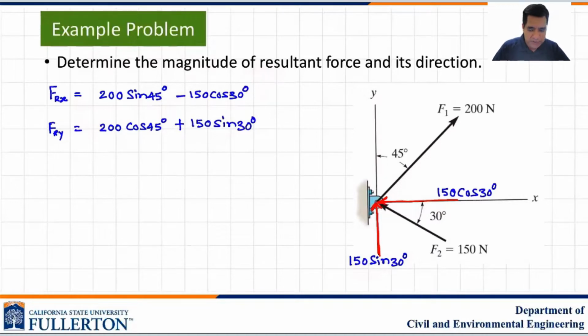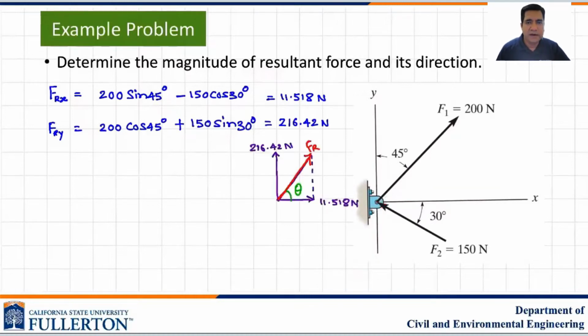We should be able to put them in a calculator and get the resultant. So once we have the x and y components of the resultant force, we can find the resultant force out of these two components. To do that, we will create a simple schematic. So 11.518 Newton acts along the x-axis and 216.42 Newton acts along the y-axis. So the resultant would be something like this, Fr. And there would be an angle that it will make with the x-axis, that's theta.